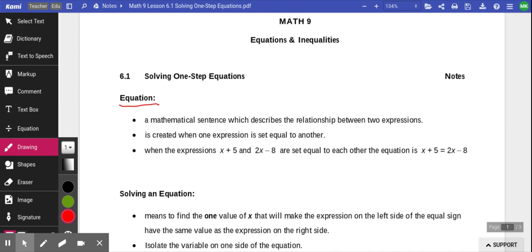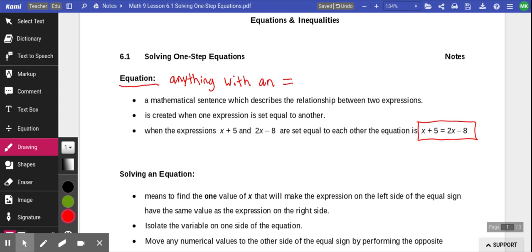So an equation is basically anything with an equal sign. Typically, we have letters and numbers. So something like this down here is an equation. We have x plus 5 equals 2x minus 8. If there was no equal sign, it would look just something like this, x plus 5, or something like this, 2x minus 8. We call those expressions.